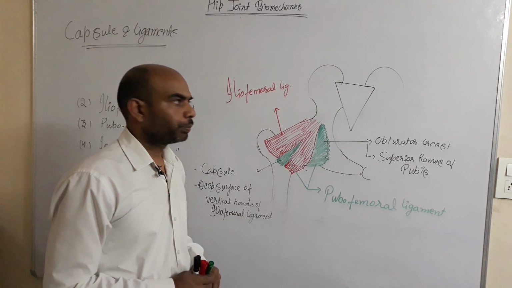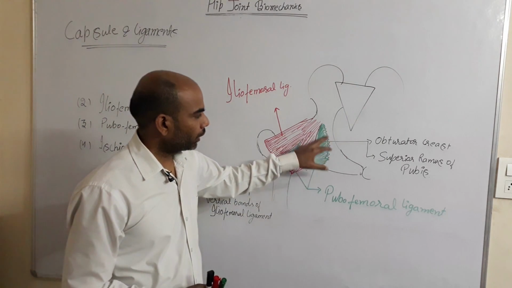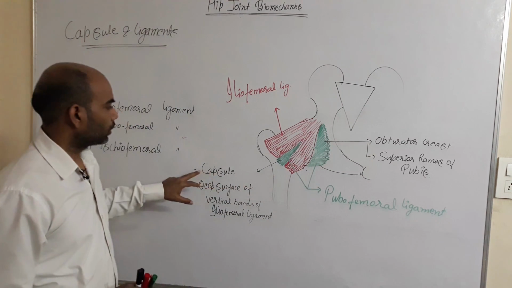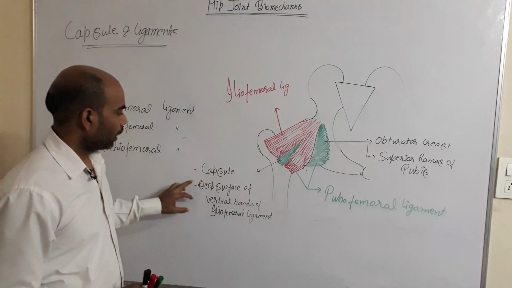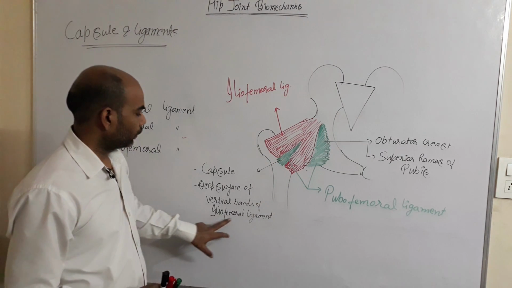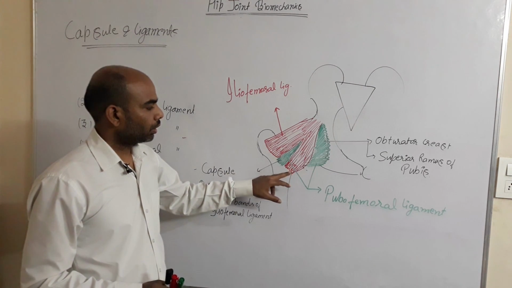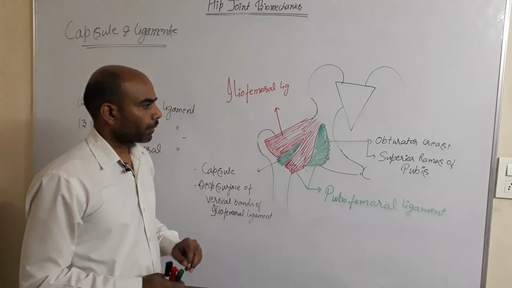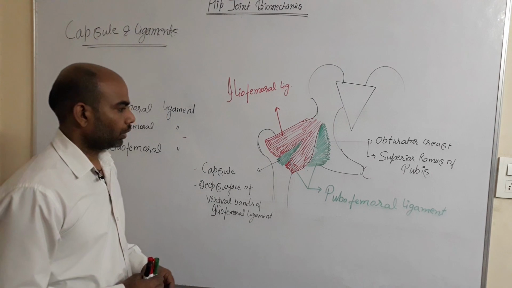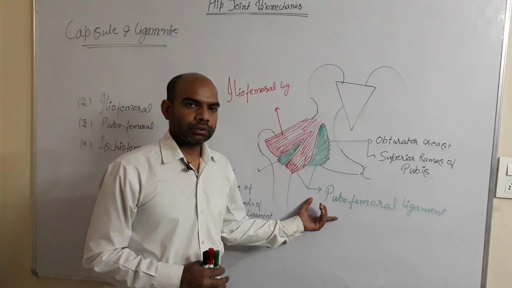The pubofemoral ligament is proximally attached on the obturator crest and superior ramus of the pubis, and its distal attachment is on the capsule and the deep surface of the vertical band of the iliofemoral ligament, like this. It is deep to the iliofemoral ligament, and the function of this pubofemoral ligament is that it stretches in hip abduction.